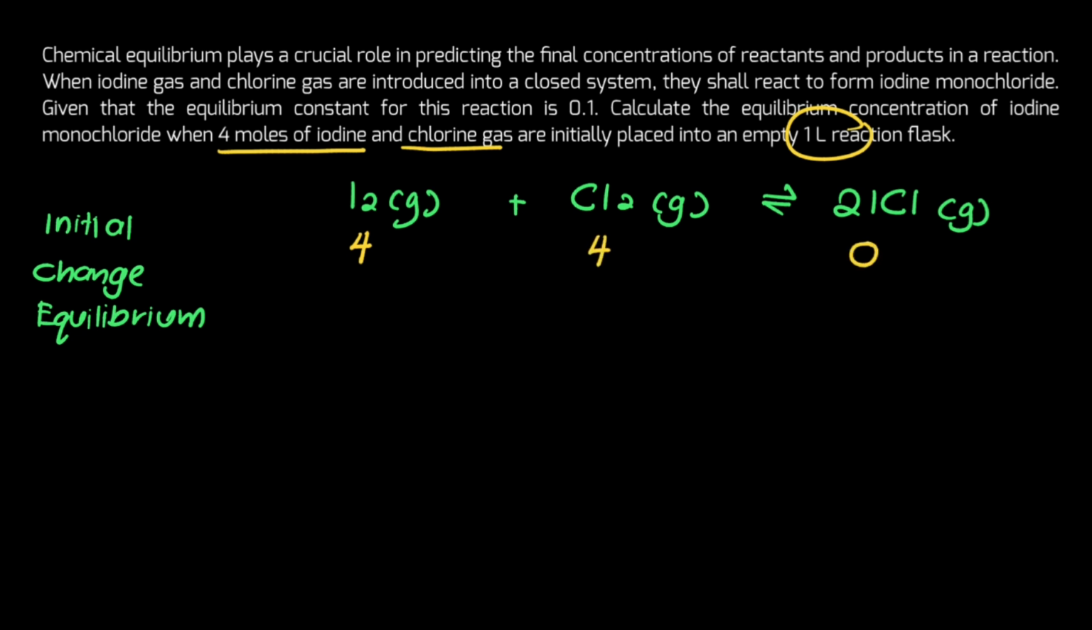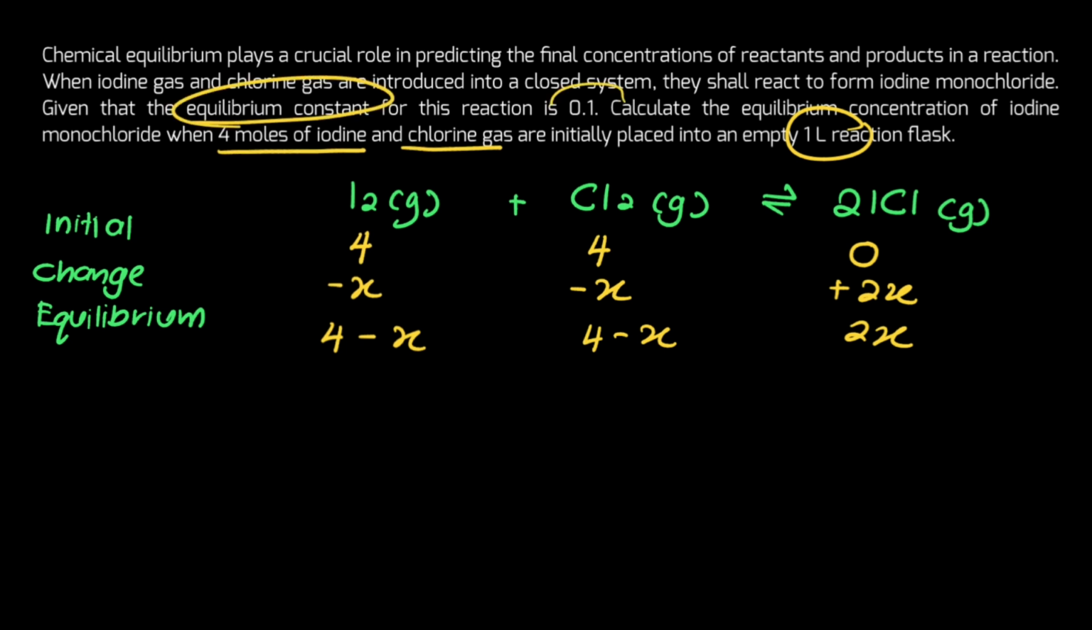At first there's nothing produced yet, so the change will be negative x, positive 2x, and here it will be 4 minus x, and 2x. Alright, so given in the question, it states that the equilibrium constant is equivalent to 0.1. So we can say that Kc is equivalent to 0.1.